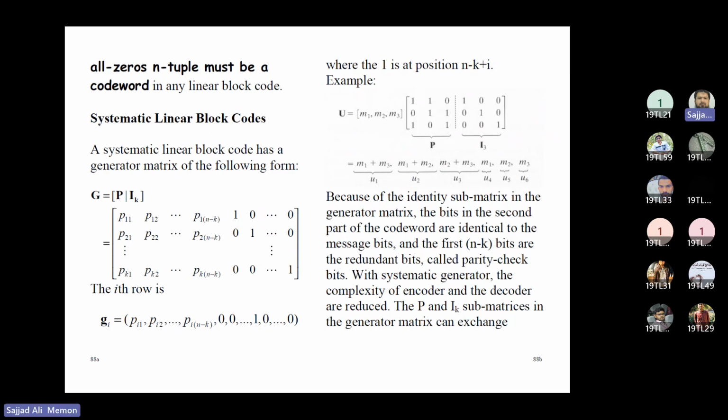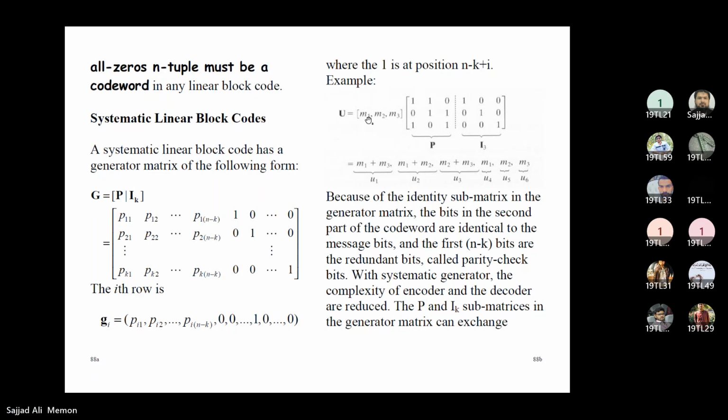Then we have systematic linear block codes. A systematic linear block code has a generator matrix of the following form: parity bits, and then we have the identity matrix, like this one. The ith row is p_i1, p_i2, up to p_i(n minus k), and then we have the message bits, where the one is at position n minus k plus 1.